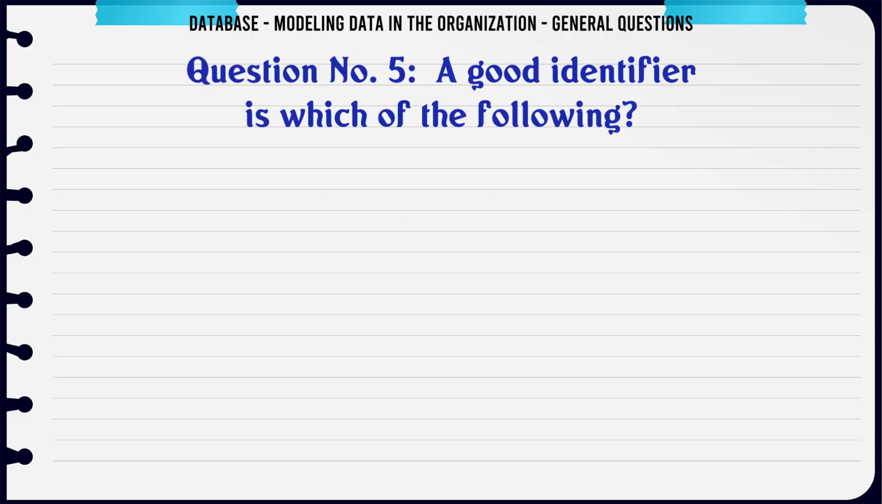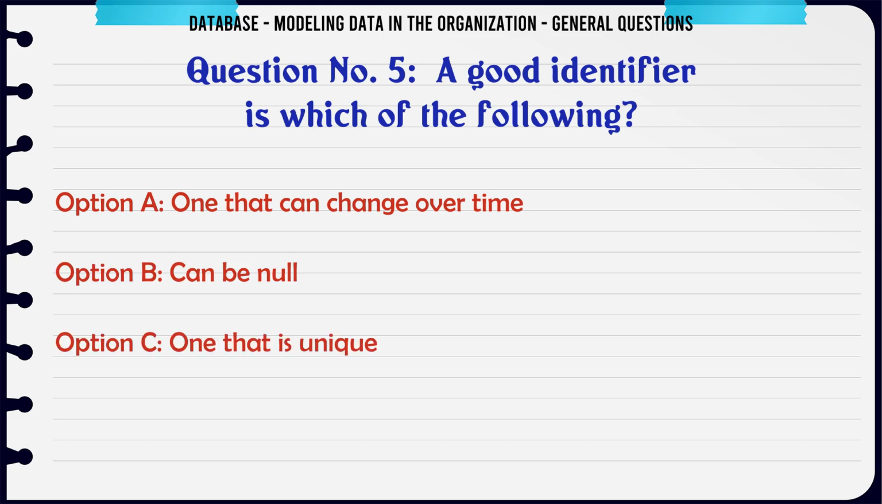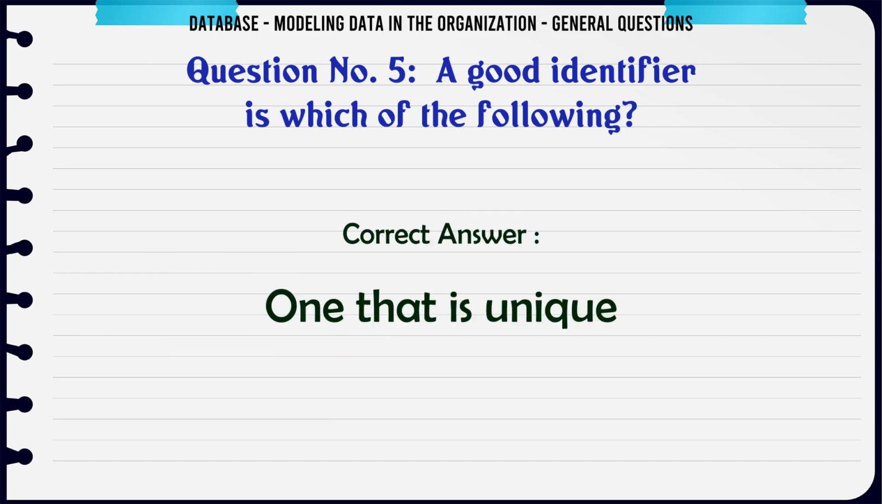A good identifier is which of the following? A. One that can change over time. B. Can be null. C. One that is unique. D. Be intelligent. The correct answer is one that is unique.